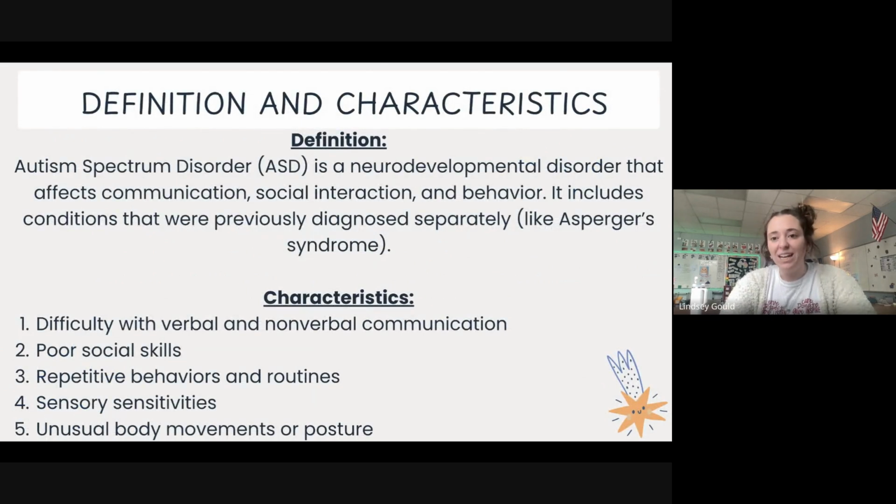So, definition and characteristics. By definition, ASD is a neurodevelopmental disorder that affects communication, social interaction, and behavior. It includes conditions that were previously diagnosed separately, like Asperger's syndrome, which is a term that we no longer use for diagnosis. Some characteristics, though obviously not limited to these, are difficulty with verbal and nonverbal communication.